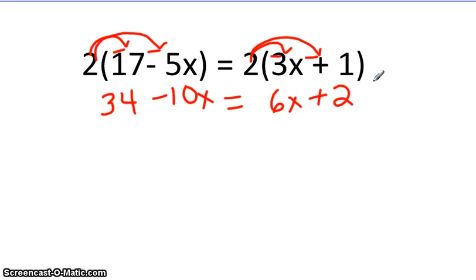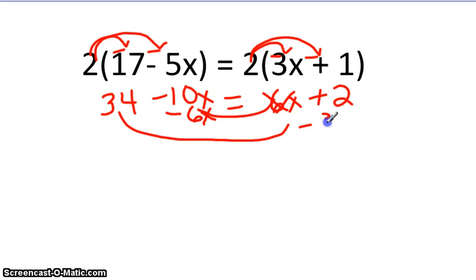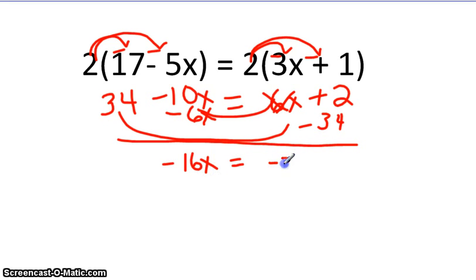Step number 3 says to simplify each side, and as you can tell, each side is already simplified. I have 1 constant term on the left, 1 variable term on the left. I have 1 constant term on the right, 1 variable term on the right. So I can skip step 3. Step number 4 says to isolate the variable. To do that, I'm going to subtract 6x from both sides, and I'm going to subtract 34 from both sides. When I do that, I get negative 16x equals negative 32.